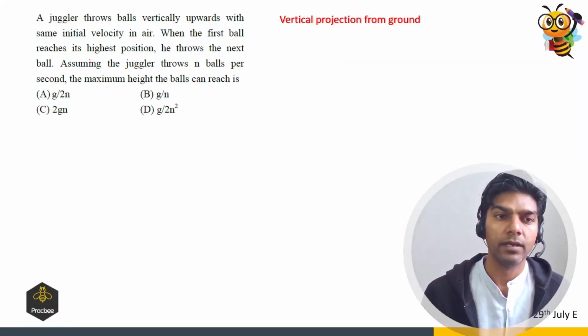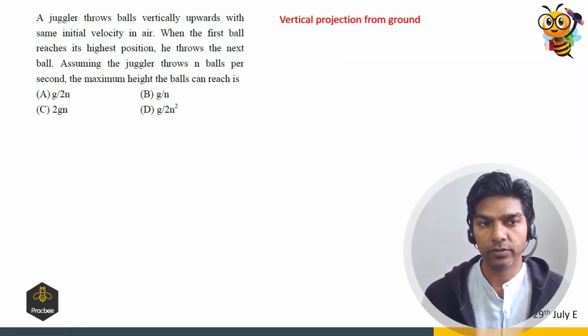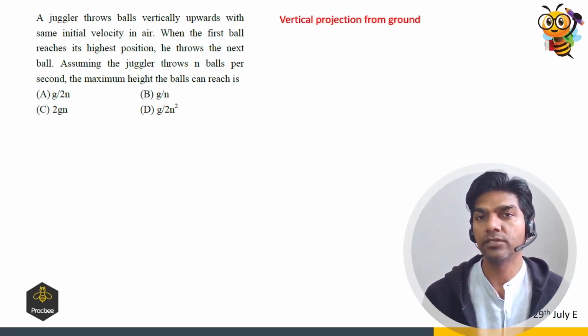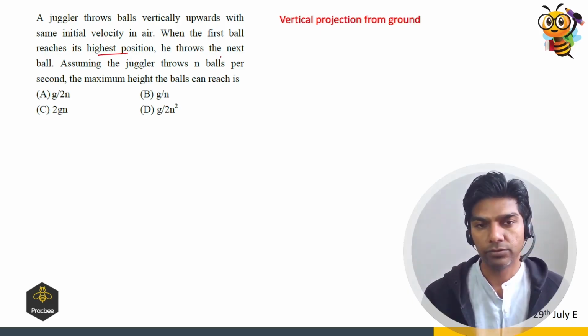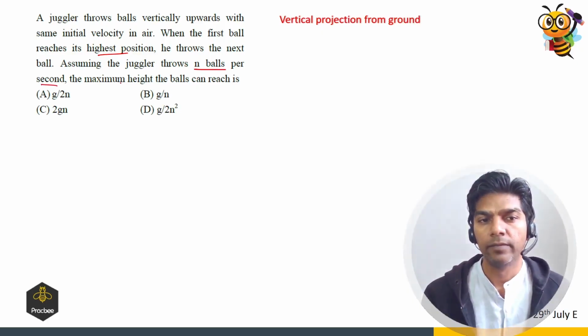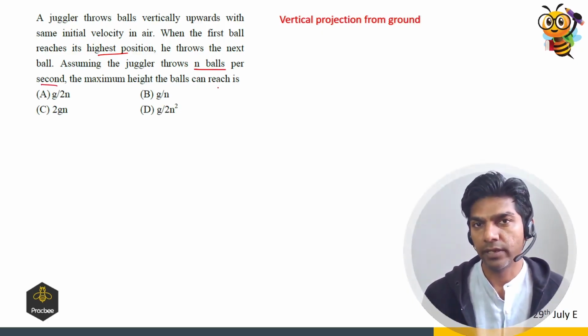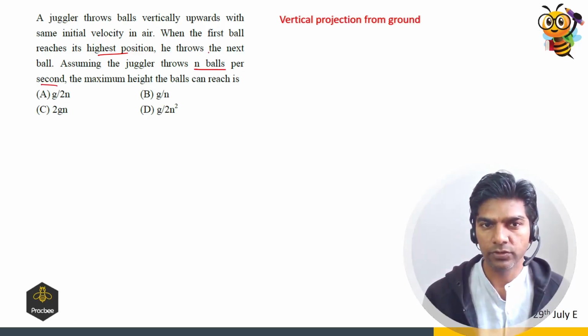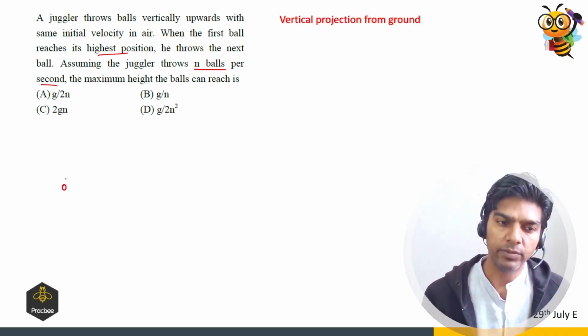So let us see. A juggler throws ball vertically upward with the same initial velocity in air. When the first ball reaches the highest point, he throws the next ball, assuming the juggler throws n balls. So we have given frequency, right? So n balls being thrown in 1 second. The maximum height the balls can reach. So he throws the next when the first one reaches the top, right? So first let us find the time taken by the ball to reach the topmost position.